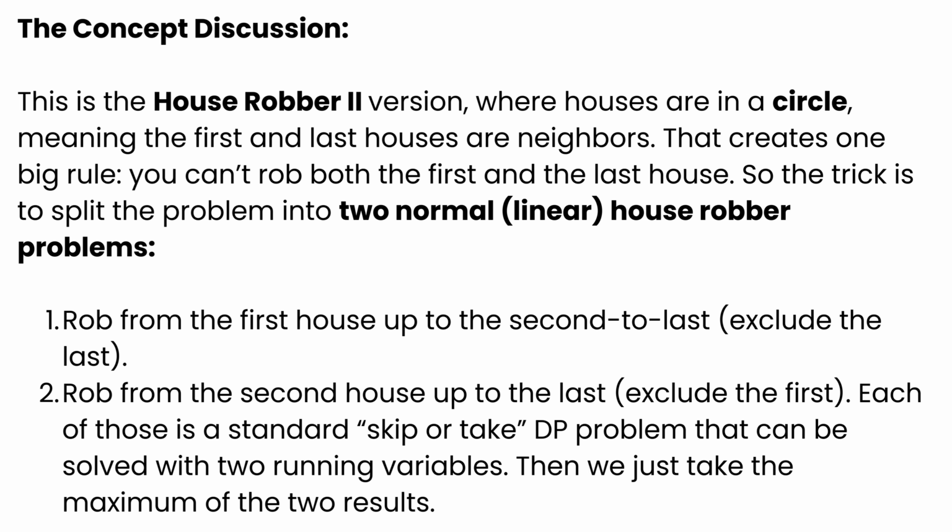So the trick is to split the problem into two normal linear House Robber problems. In the first case, we rob from the first house up to the second to last house. That means we exclude the last house. In the second case, we rob from the second house up to the last house. That means we exclude the first house. Each case is a standard skip or take dynamic programming problem. Each case can be solved with two running variables. Then we take the maximum of the two results.